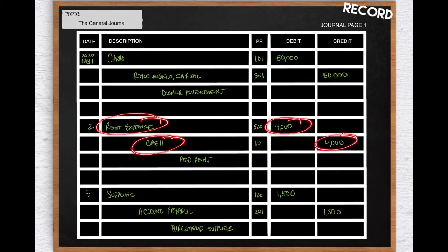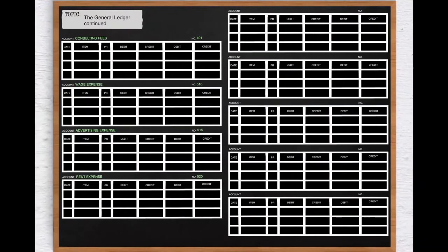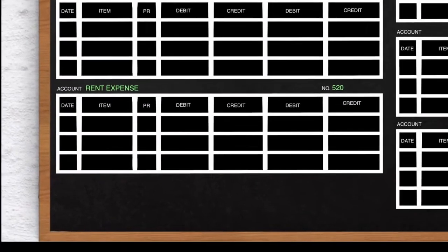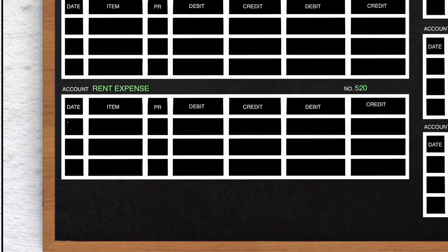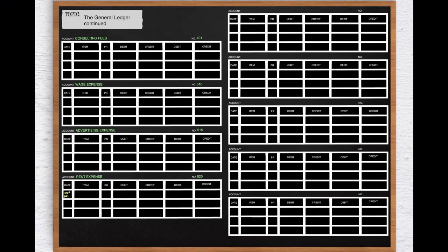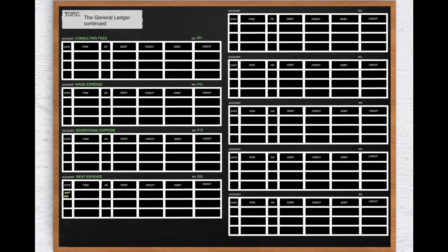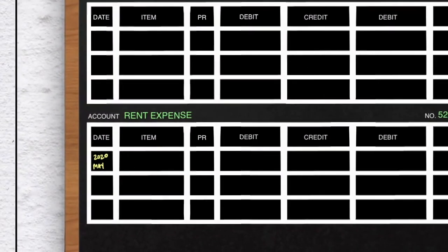All right, let's do the transaction from May 2nd. The business paid rent, and we're going to go with rent expense first. So we're going to go to rent expense. I know I'm sounding very repetitive right now, but every first row in the general ledger for each account, please put down the year and the month, and then the actual date. And in this case, it's the 2nd. So we're going to go 2020, May 2nd.